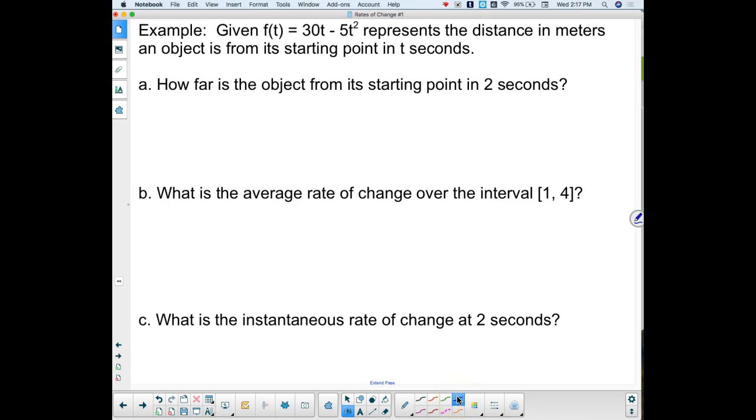How far away is the object from the starting point 2 seconds after we release it? What do I do? No. So what do I do? No. What am I looking for? I'm looking for how far the object is, right? Plug in 2 for t in my function. So I need to find here f of 2.